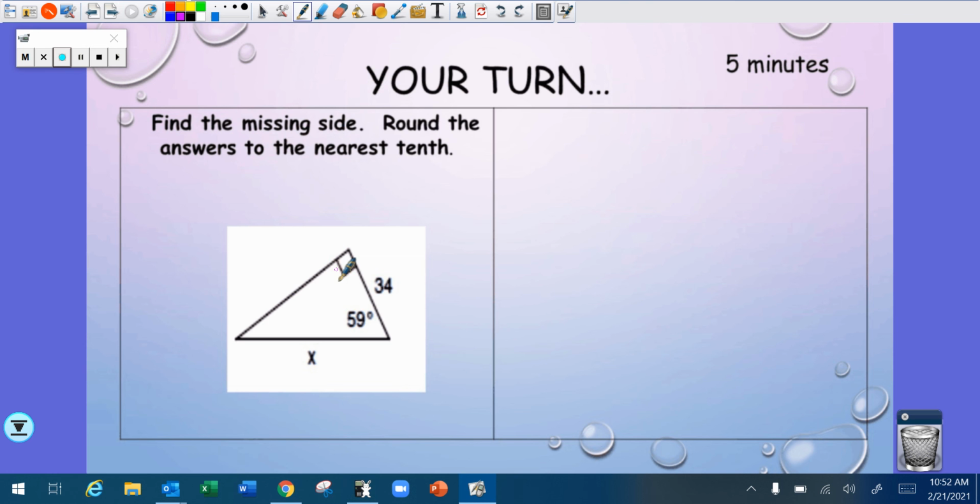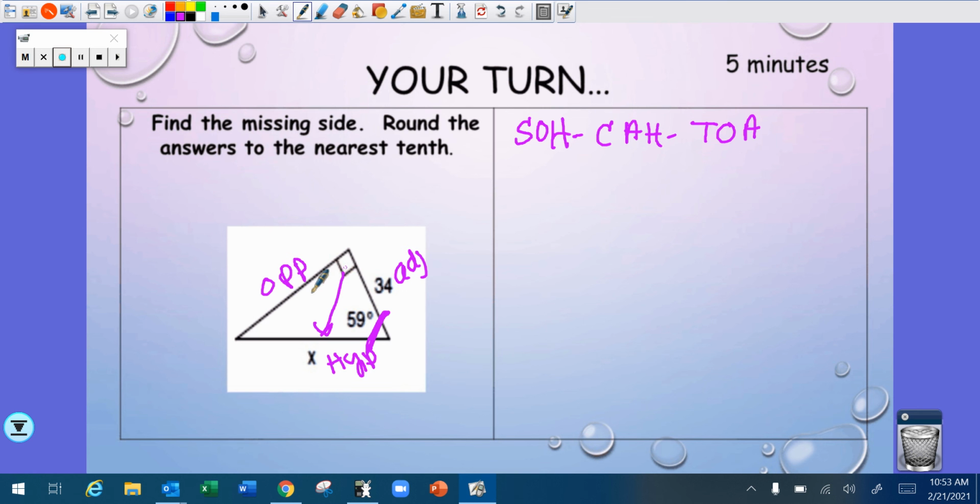Okay. So right here is my HYP. This is the angle that I'm given. So I'm going to put the mark right here. So this is the adjacent side and this is the opposite side. So I'm going to do Sohcahtoa again. And I'm using Sohcahtoa because it only gave me one side, so I can't use Pythagoras' theorem.